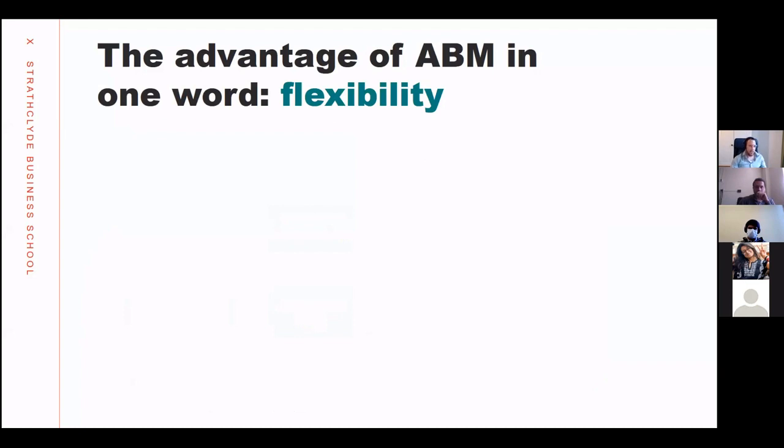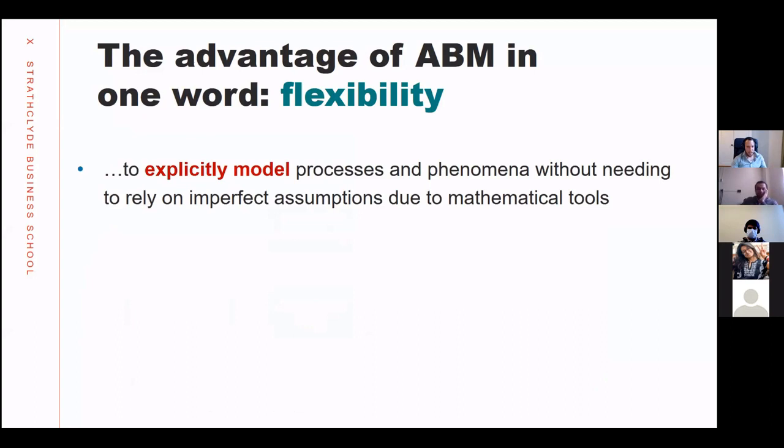The advantage of ABM, if I had to describe it in one word, would be flexibility. That is the flexibility to explicitly model processes and phenomena without needing to rely on imperfect assumptions due to mathematical tools. Sure, we can model a lot of these systems with other methodologies, for example system dynamics, or if you're in the world of infectious disease modeling, compartmental models. But we are restricted there by the mathematical tools we have.